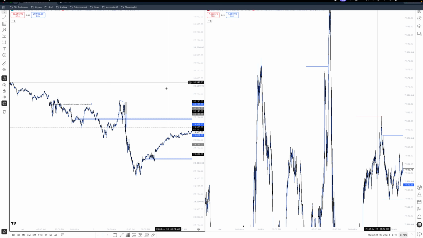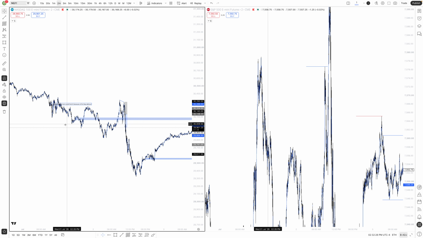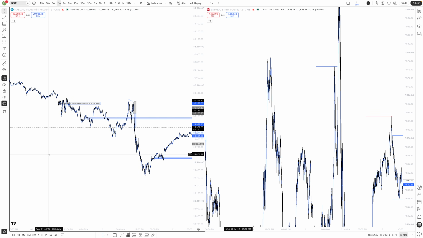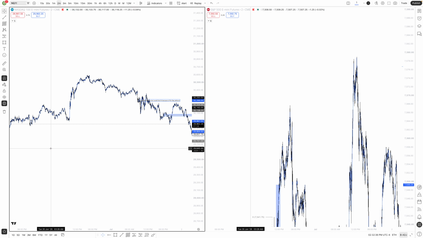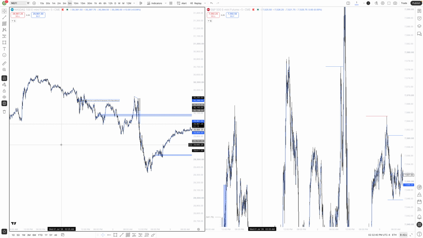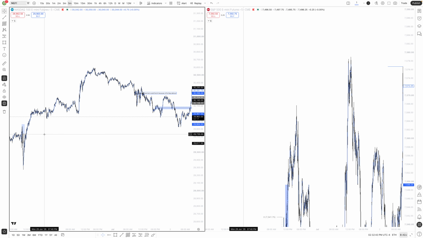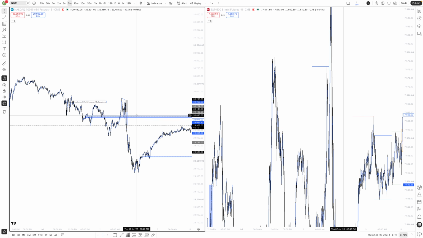Today's date is July 6th. I'm going to be reviewing the trades you could have taken and overall last week's price action, starting from June 29th to July 3rd.